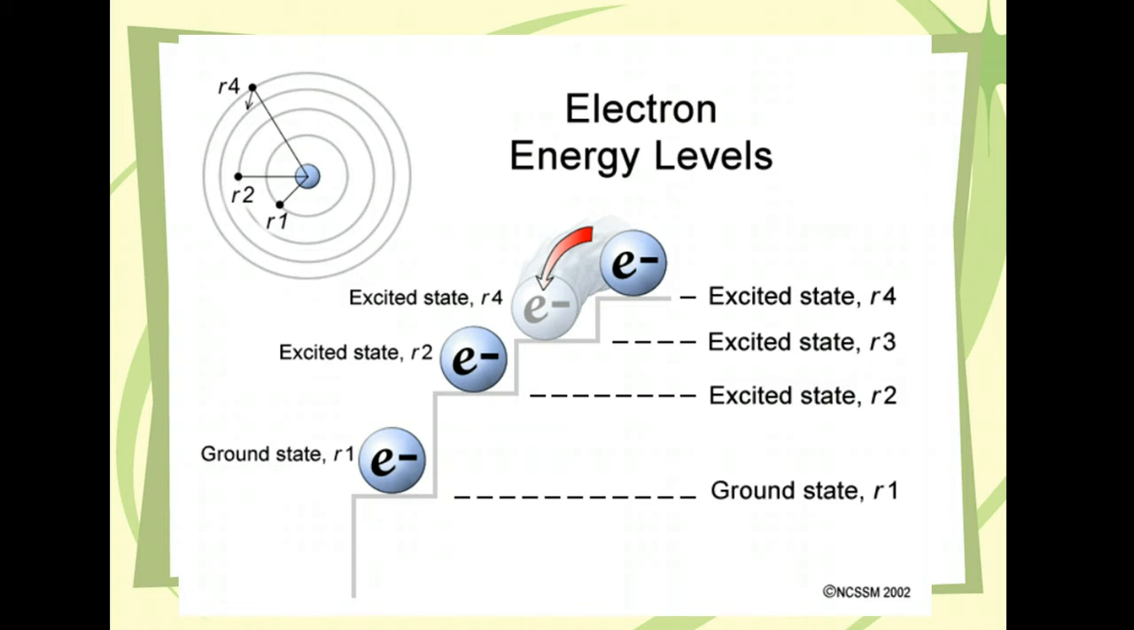So this is kind of what it looks like. At the ground state, it can absorb some energy and jump up to another state. It can absorb a lot of energy and jump way up to a high state. And then when it goes back down, it releases energy. So it can go up and down from ground state to different excited states and back down and back up. And the electron can just jump all over the atom.